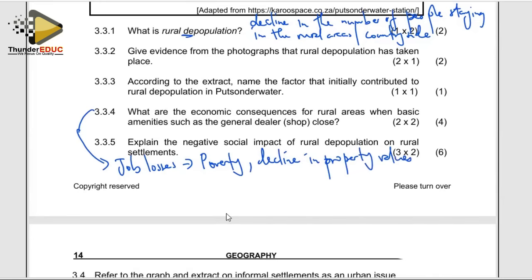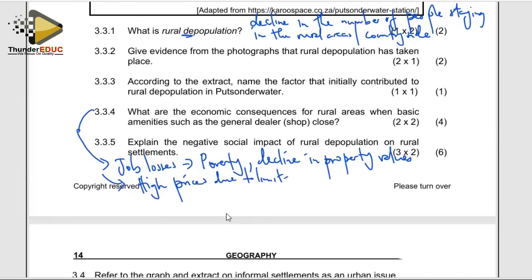The property values decline if there's no activity. There's no one who wants to occupy a space where there's no activity, or wants to buy a property where there's nothing happening. So the value of the property is going to decline. And also the problem of prices. General prices are going to rise. High prices for the consumers due to limited competition.